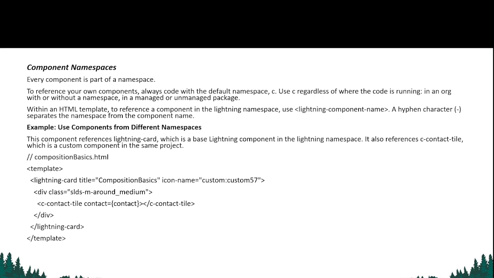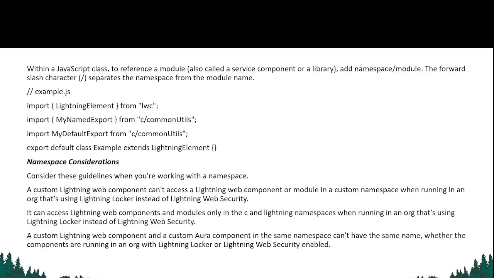So I have the compositionBasics.html, then the template, then lightning-card title, then composition basics, then I have the icon name, and then the custom57. Then I have the div class that is included in the SLDS. Then I have the tile for that, the c-contact-tile contact, then the tile is closed, then the lightning-card is closed, and then the template is also closed.